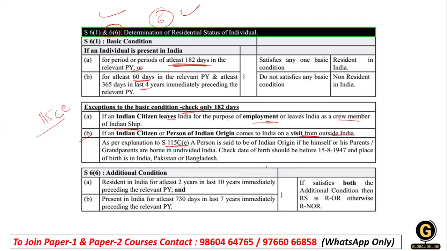So as per the explanation in 115C, a person is said to be of Indian origin if he himself or his parents or grandparents were born in undivided India. Check the date of birth should be before 15th of August 1947, and the place of birth is India, that is Bangladesh or Pakistan. Now after it is confirmed that he is a resident of India, the additional condition he has to fulfill is at least 2 out of 10 years and 730 days in the last 7 years immediately preceding.